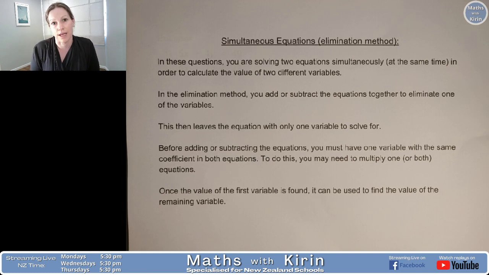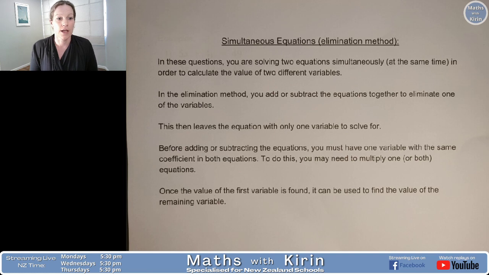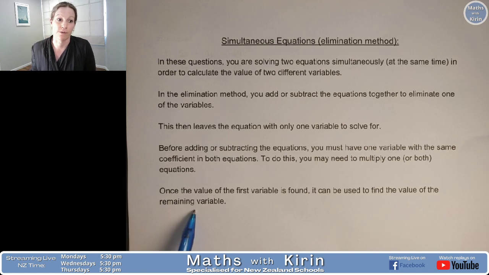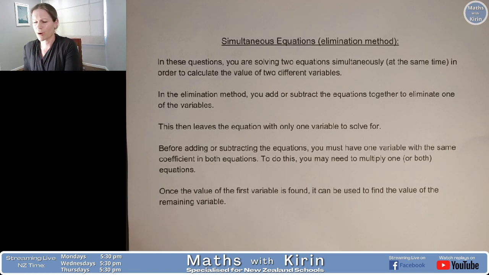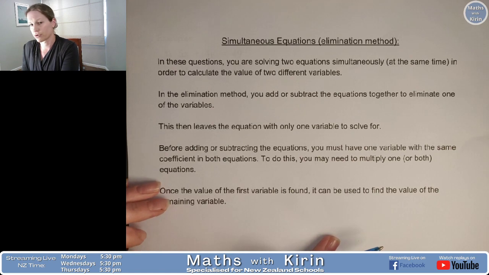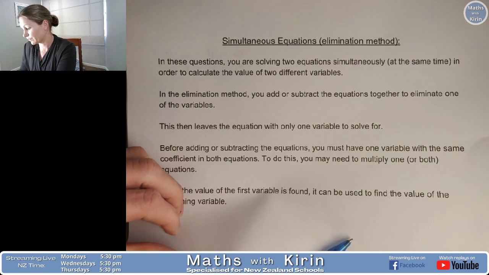So in order to get that same coefficient for just one of the variables, we may need to multiply either one or both equations so that we can get that variable to be the same, and then we can add or subtract the equations from there. Once we've eliminated one variable, we can solve for the remaining one, and as usual, once we know the value of that first variable, we can substitute into our original equations in order to find the value of that second variable, the one that we eliminated to start. So it might sound kind of technical and a bit tricky, but we'll go through some examples and hopefully get you all up to speed.